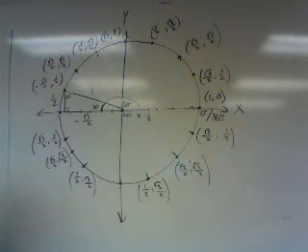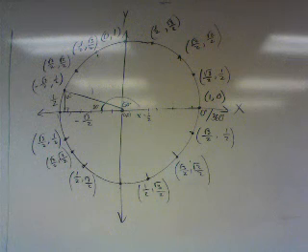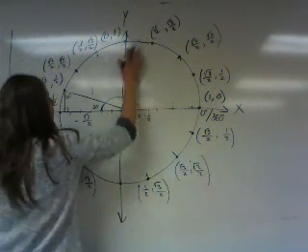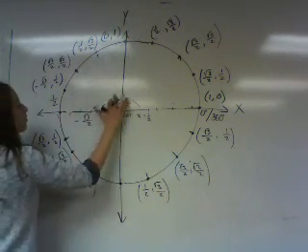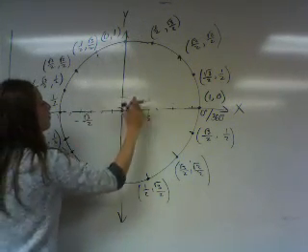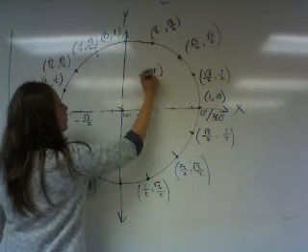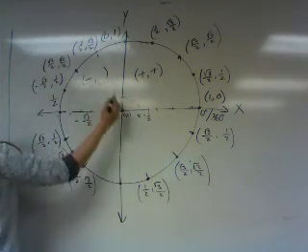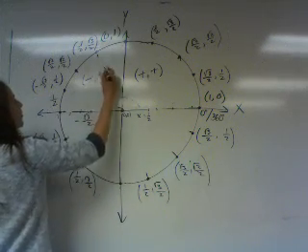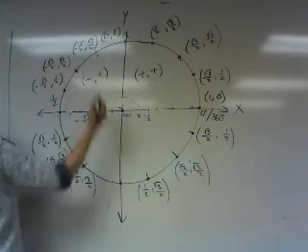Okay. The only thing we have to do is figure out the signs. So in this quadrant, all of the coordinates are positive. Positive, positive. In this quadrant, the x's are negative and the y's are positive. So I'm going to make all the x's negative.